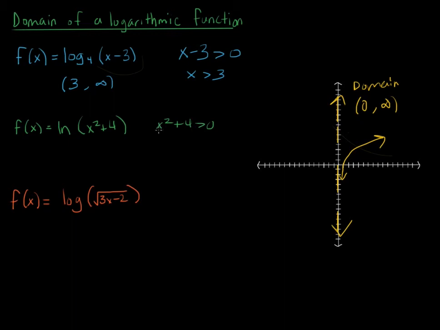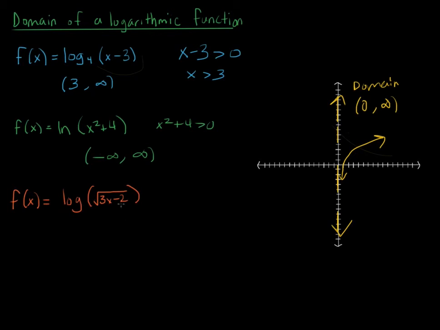So this is always greater than 0, which would make the domain from negative infinity to positive infinity, because x squared is always positive, plus 4 is always positive. The lowest x squared can be is 0, plus 4 is 4, so you can always do this. So negative infinity to positive infinity.